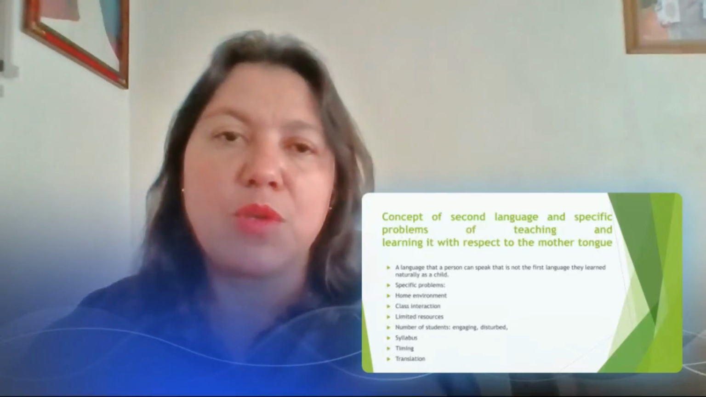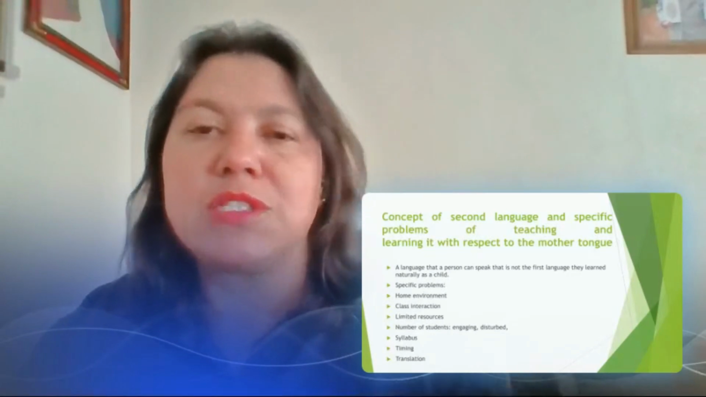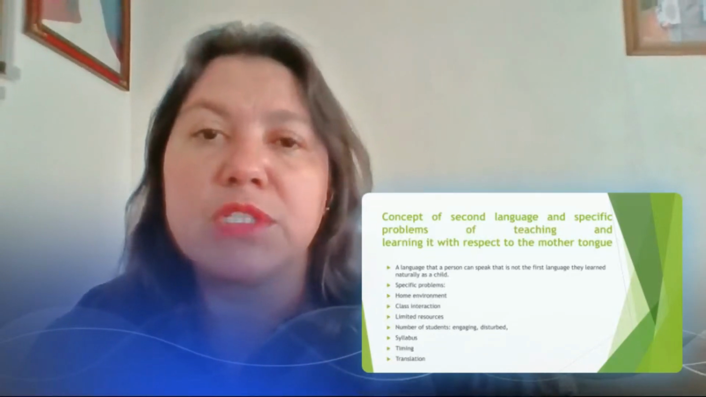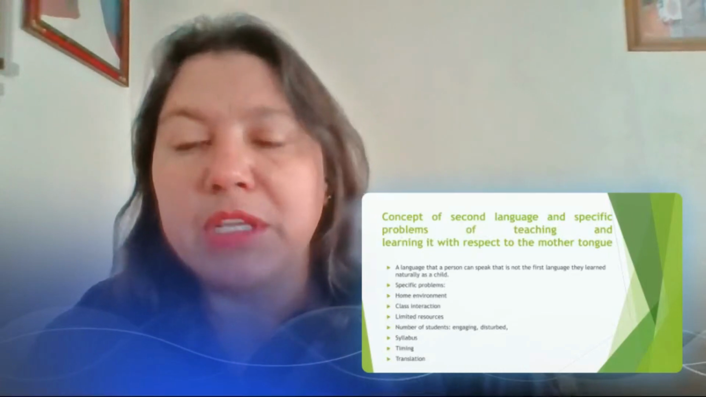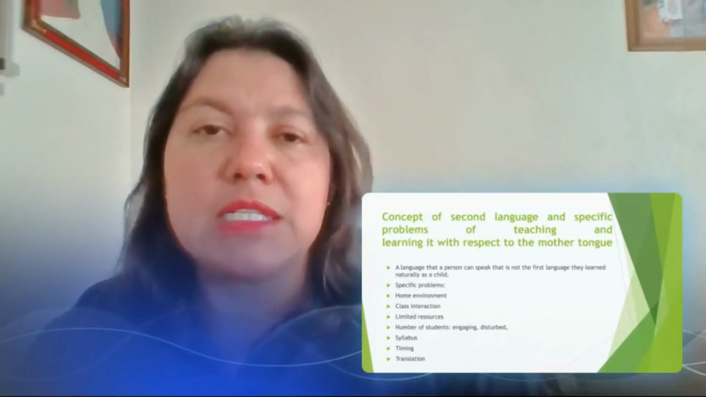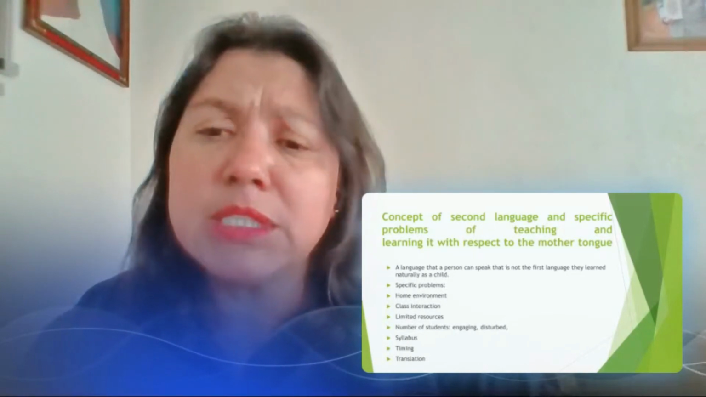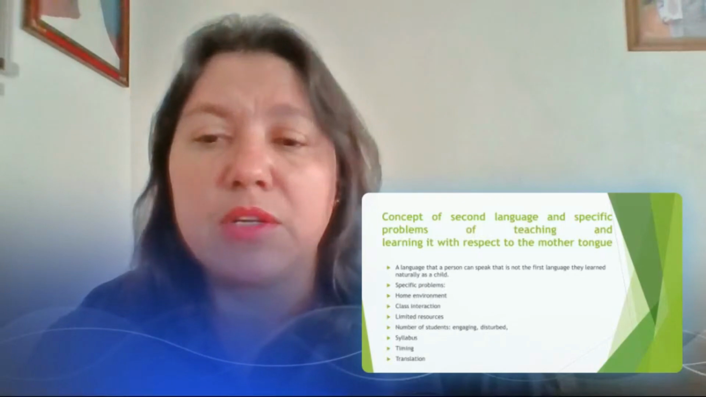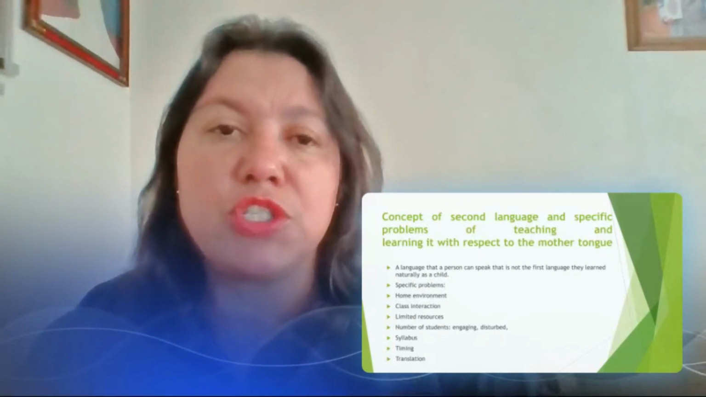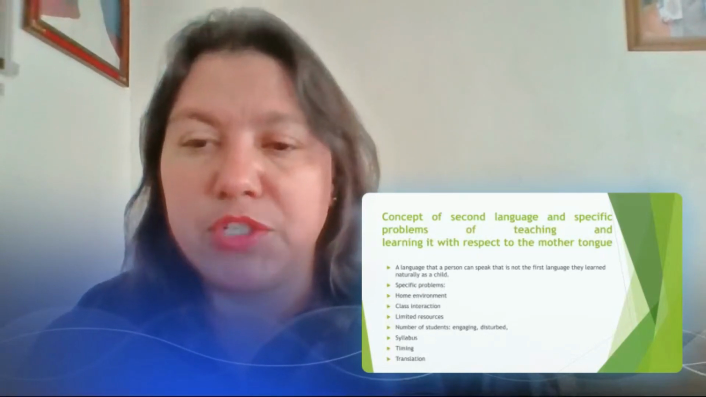We have the home environment, so that means students don't speak English at home. Class interaction, sometimes there are distortions in the classroom, or limited resources, teachers don't have enough material to work with. The number of students, because it can be difficult to deal with the engagement or distortions they have. The syllabus, we have to prepare the syllabus carefully. The timing could even be a consequence of poor learning, and the translation. Students like to receive the translation.